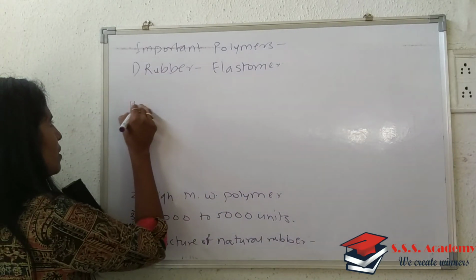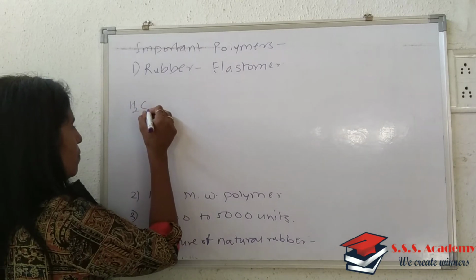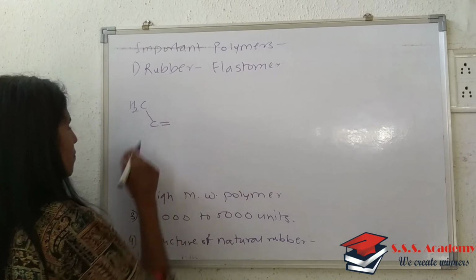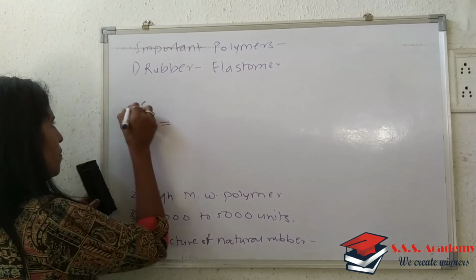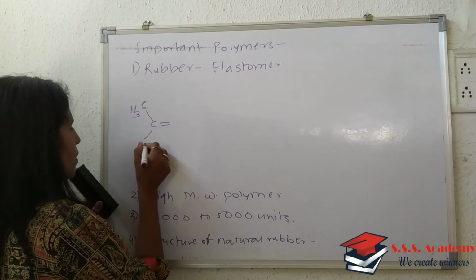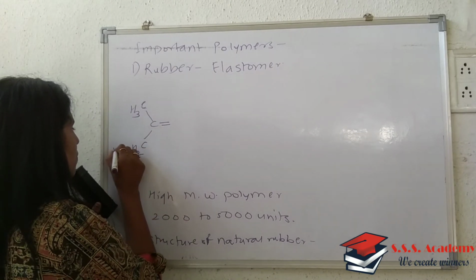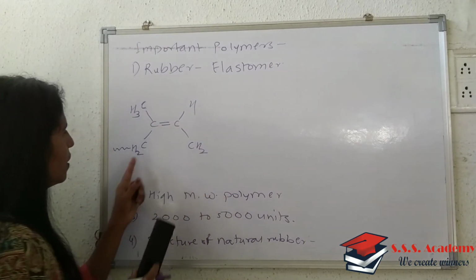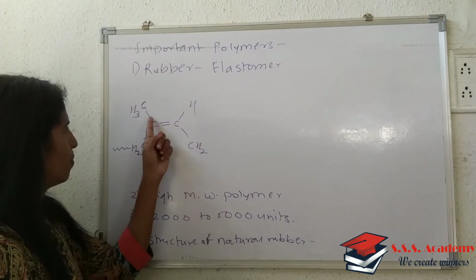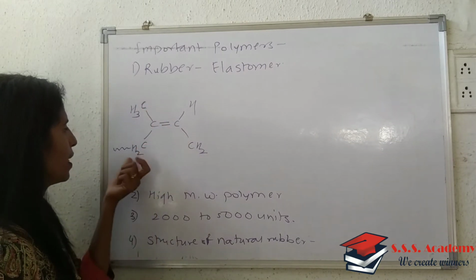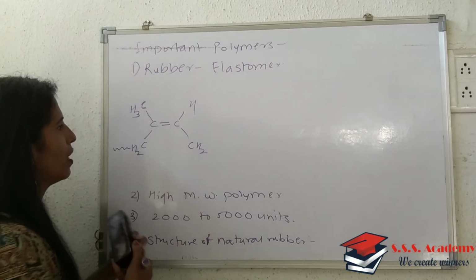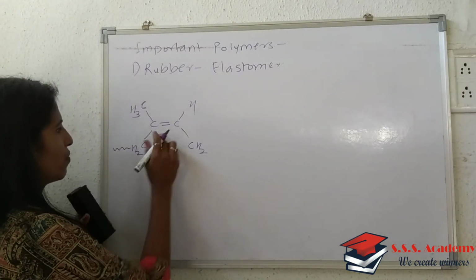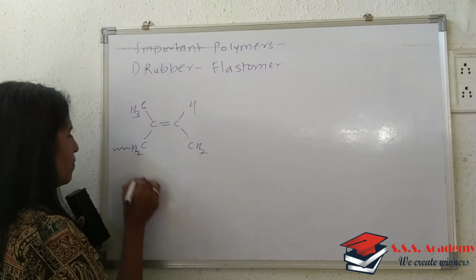Okay, so this is CH2, CH2. Then this is CH, CH3. This is CH2. Again, I have written the same unit. It's 2-methyl, but it was a 1,3-butadiene unit, right? But out of that, the first and third position double bonds have now shifted.